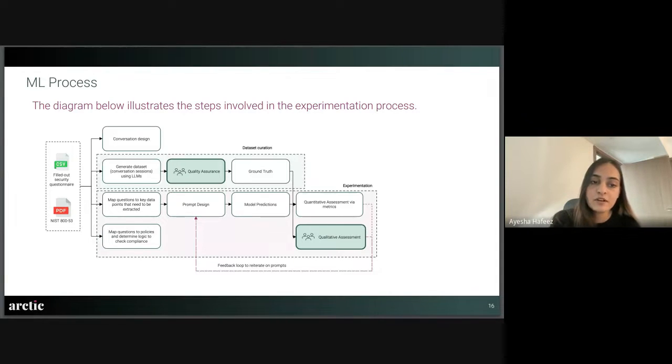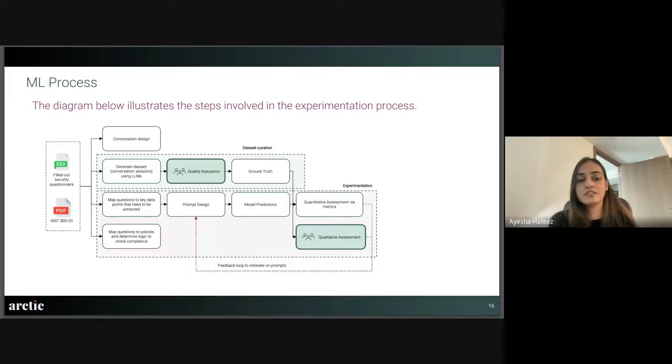Additionally, we cross-referenced the security questionnaire with the NIST standards to map questions to the data points that need to be extracted, but also map questions to the policies and identify what logic is required to check for compliance. Using this information, we designed a few initial prompts and passed those prompts through the model. Basically, we assessed them through quantitative metrics, but also another set of QA where we involved domain experts to identify the performance of these prompts.